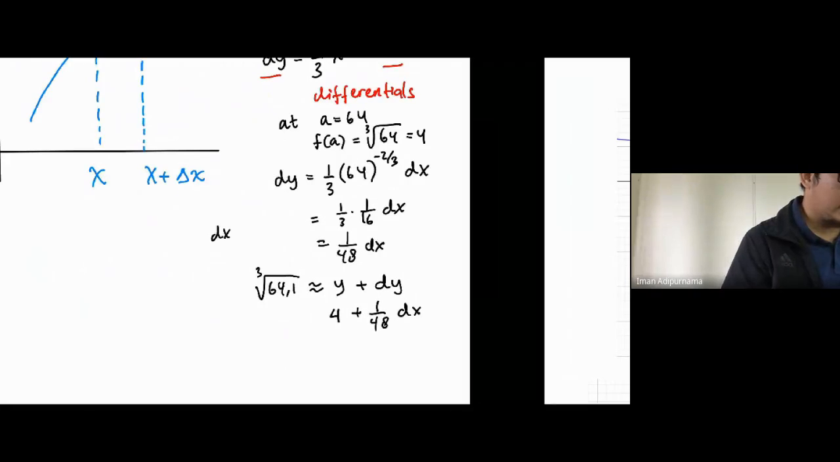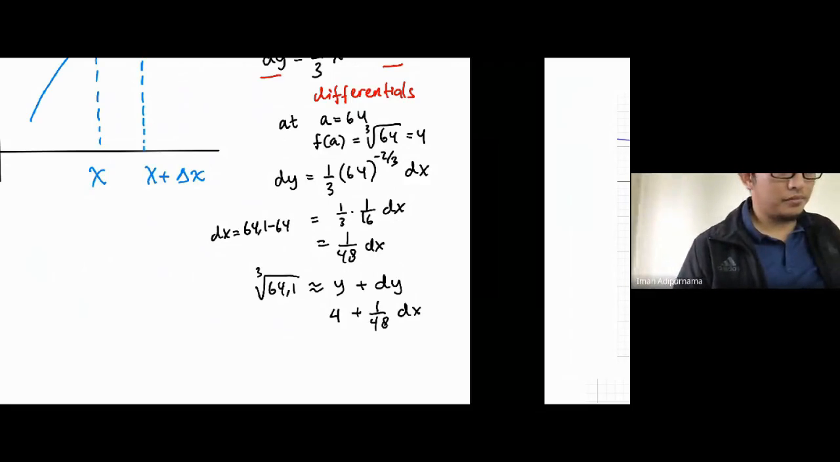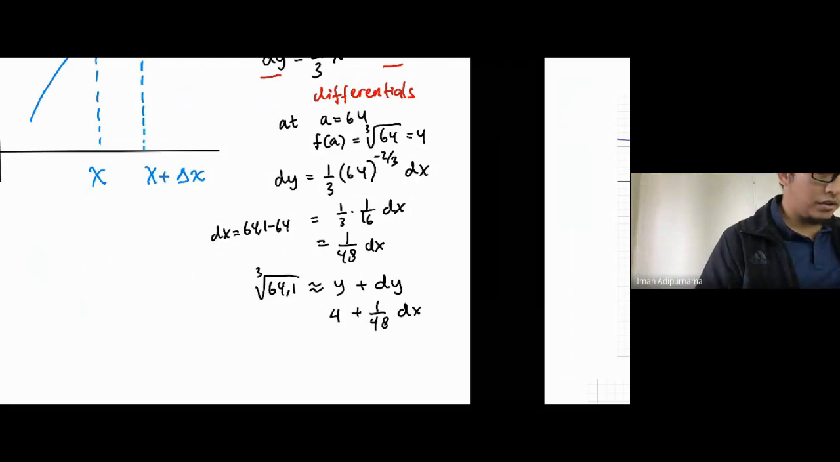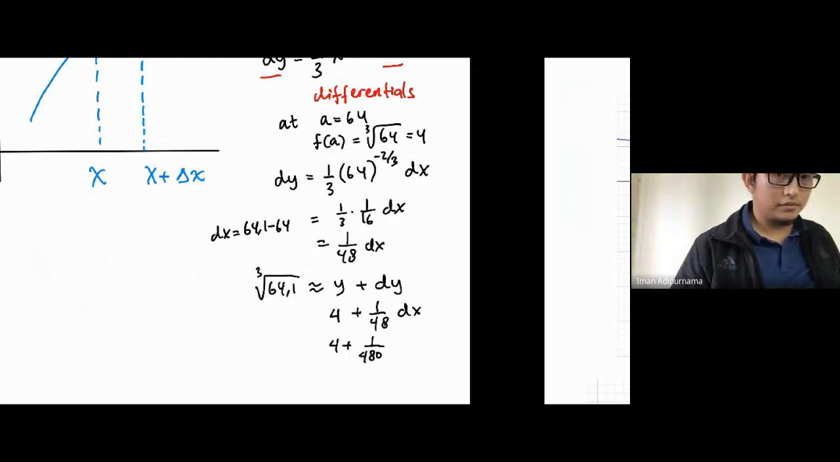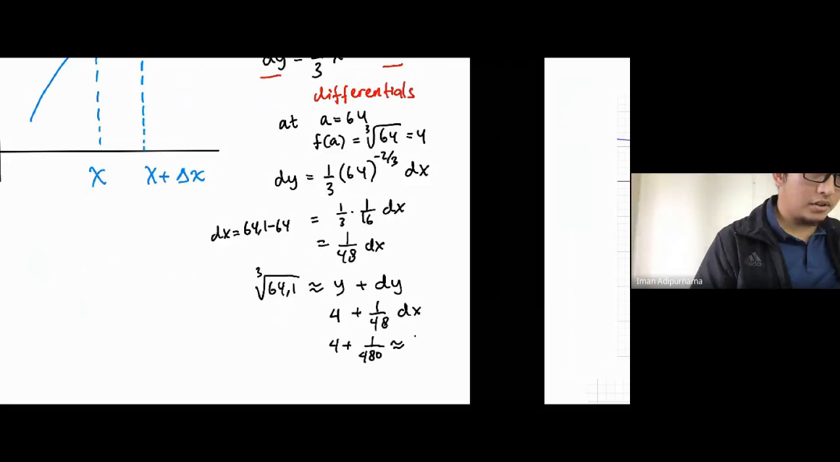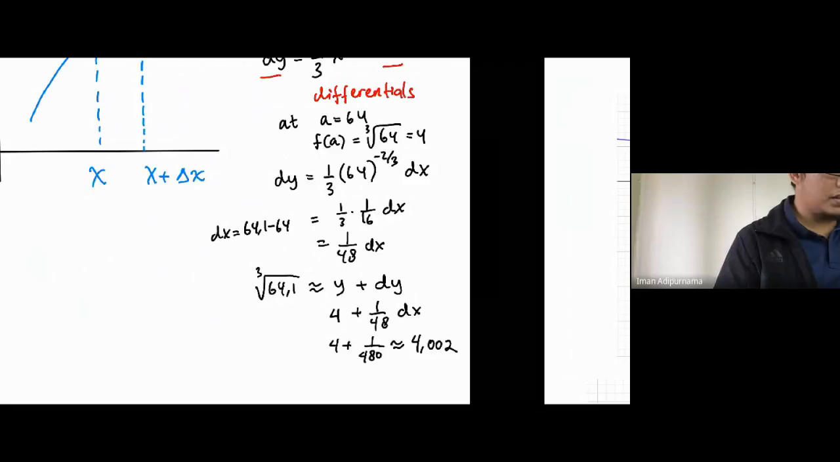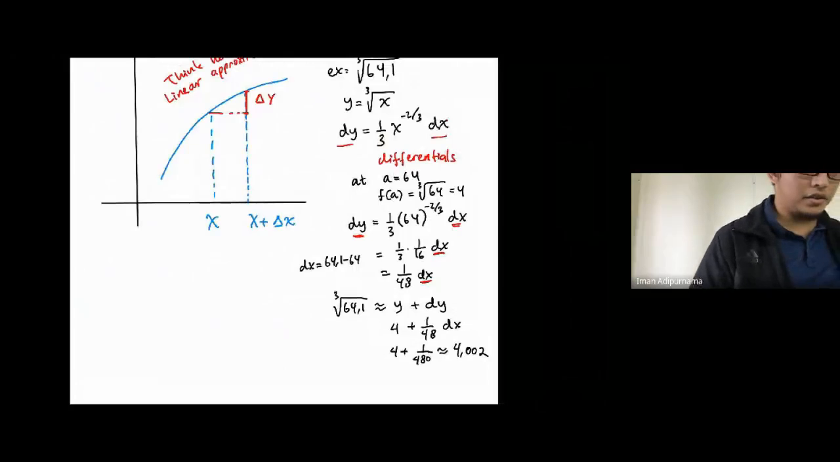dx is 64.1 minus 64, which is 0.1. So it's 4 plus 1 over 480. It's around 4.002. Okay. So now we are using linear approximations, but it's the same. What I'm writing is I'm using the dx here. So let me write the notes here.